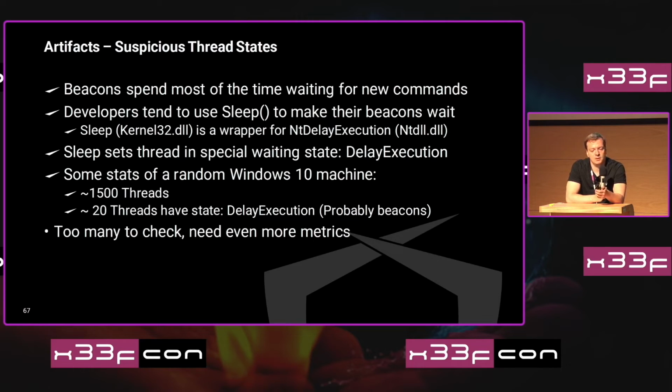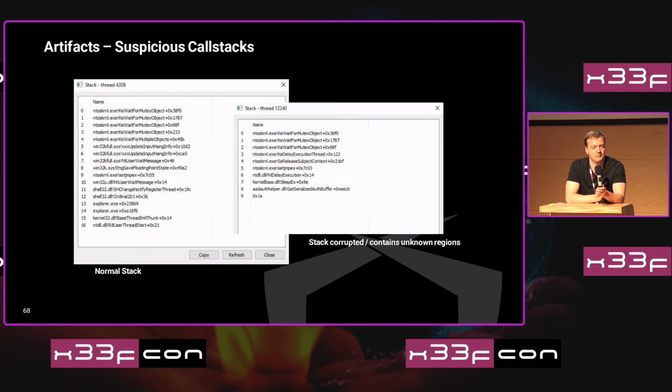And on my machine, I had 1,500 threads. Out of these 1,500 threads, only 20 were in the state delay execution. So we boiled down from 1,500 to 20 threads, which might be a beacon. 20 are still too many to check, so we need another metric.